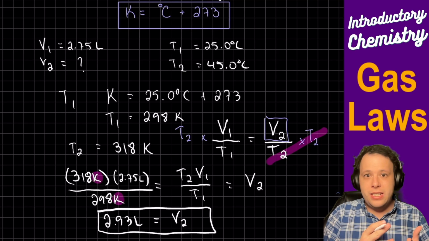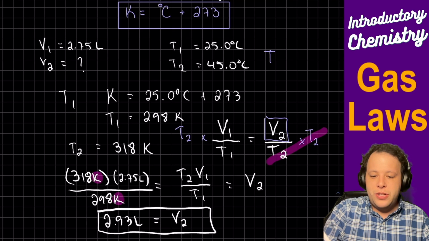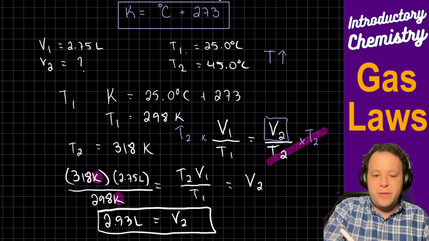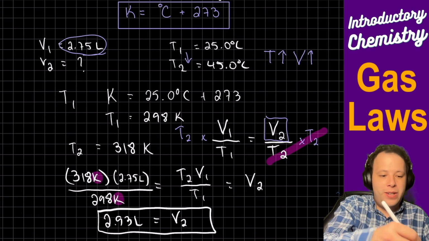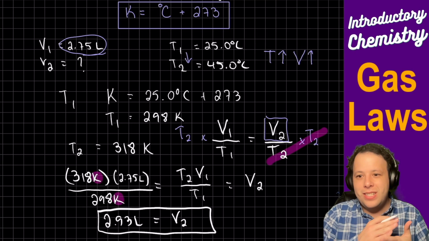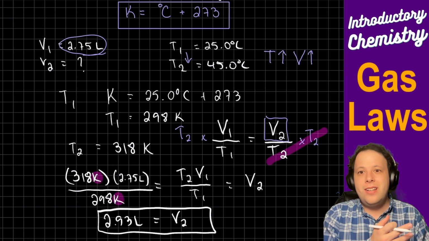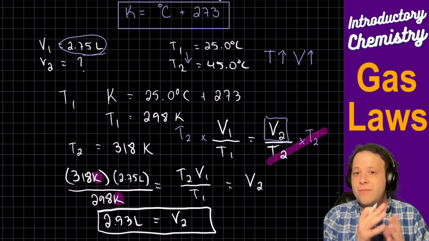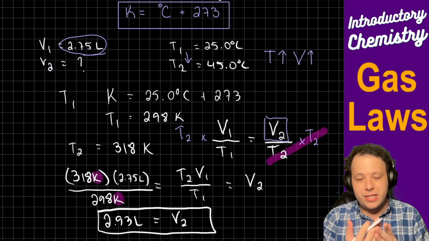Now, does that make sense based on what we saw? Well, as you notice, temperature was increasing as we went from T1 to T2. So if that's the case, volume should also increase. And based on our original volume, you can see that increased by a little tiny bit when it was heated up. So this gives you an idea of what we are looking for with this gas law. So as volume increases, temperature should also increase. Same thing vice versa. As temperature decreases, volume should decrease.